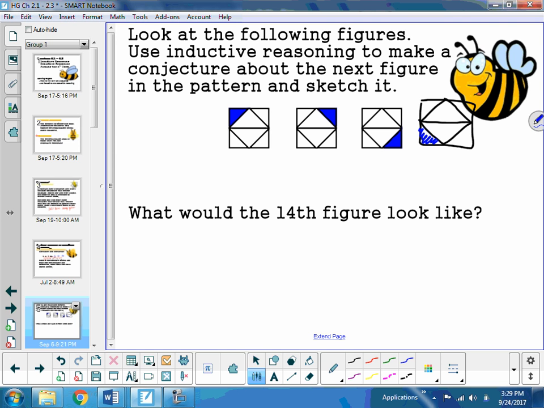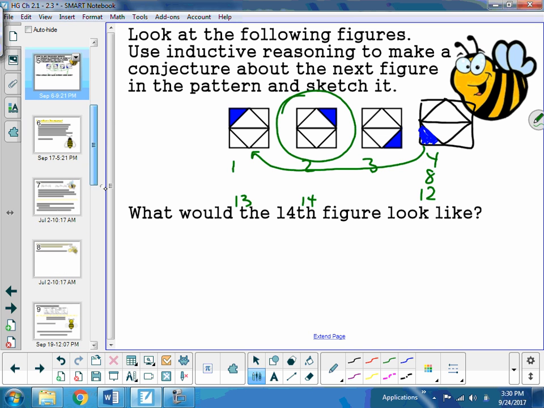So now let's ask, what would the 14th figure look like? Assuming it's going to keep going back around, I would assume it's going to go from the 4th step back to the 1st. So it went 1, 2, 3, 4, and then it would go 5, 6, 7, 8, 9, 10, 11, 12, and then this would be number 13 and number 14. So I can make a conjecture here, or my guess, that this one is what the 14th figure would look like. Alright, so that's inductive reasoning.